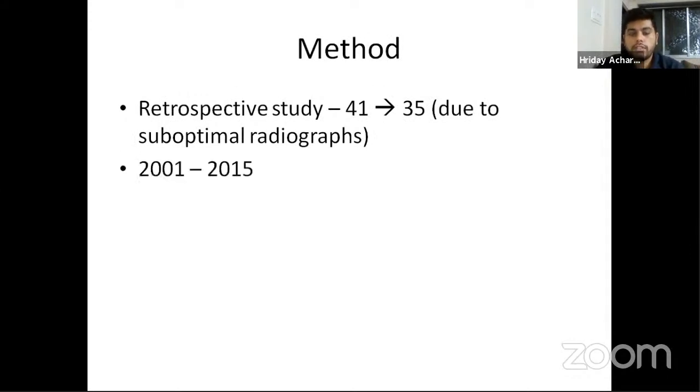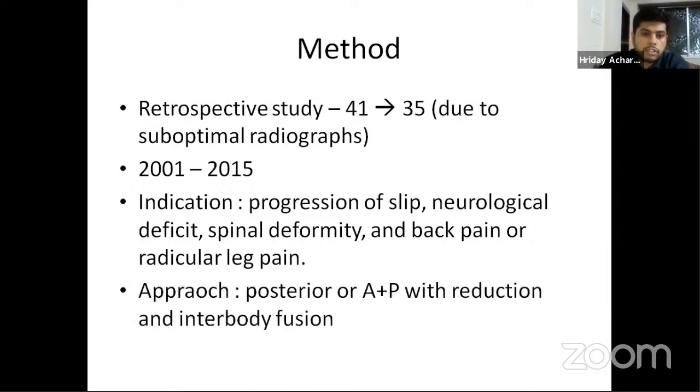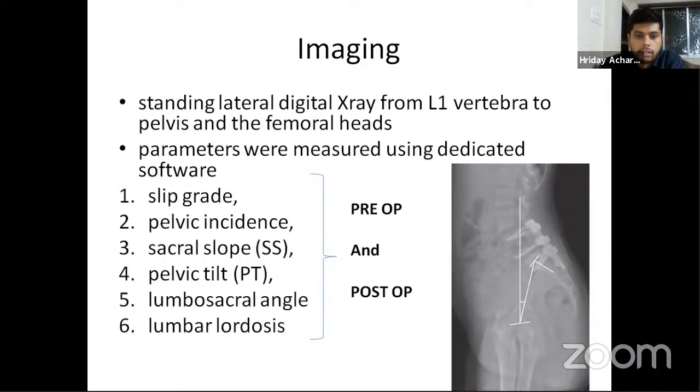They included 41 patients from 2001 to 2015. Out of them, because of suboptimal radiographs, 35 patients were selected. Indications of surgeries were, as discussed, slip progression, neurological deficit, spinal deformity, and back and leg radicular pain. The approach used was either posterior or an anterior plus a posterior approach, and reduction and interbody fusion was done. Standard lateral and AP x-rays from L1 to S1 with pelvis and both femoral heads were taken. The pelvic parameters were compared pre-op and post-op, which include slip grade, pelvic incidence, sacral slope, pelvic tilt, lumbosacral angle, and the lumbar lordosis.